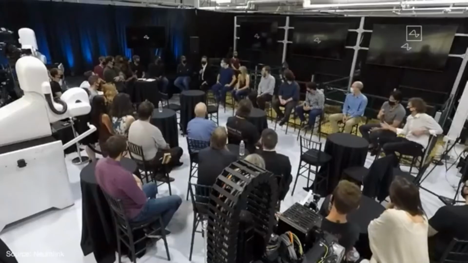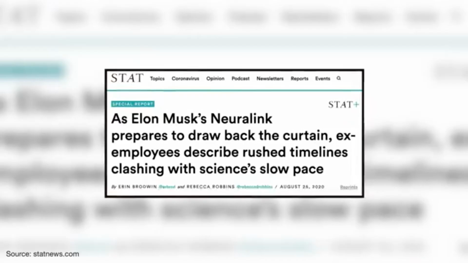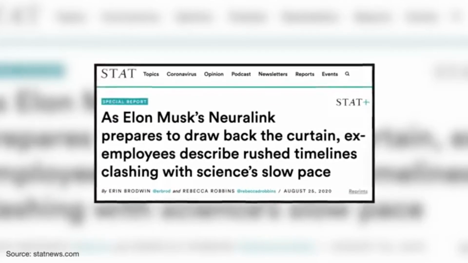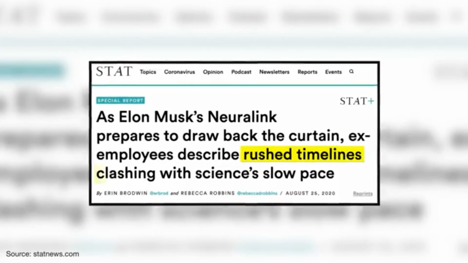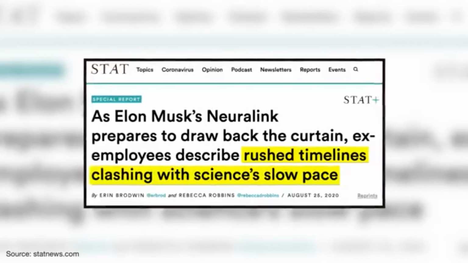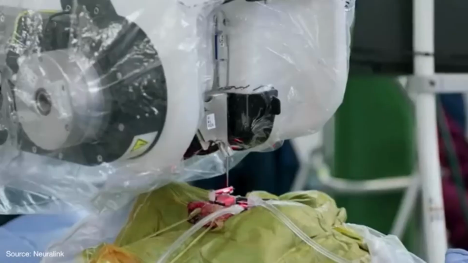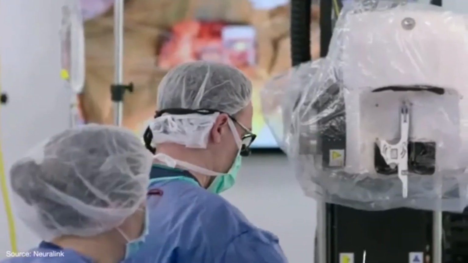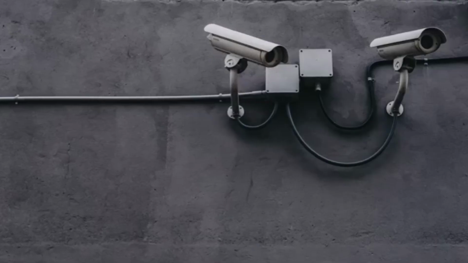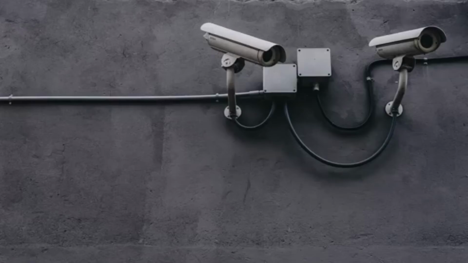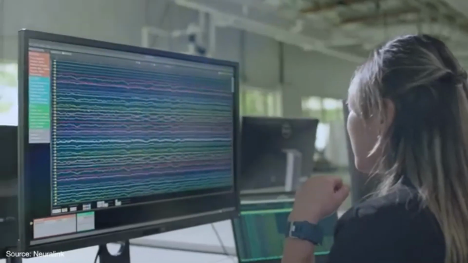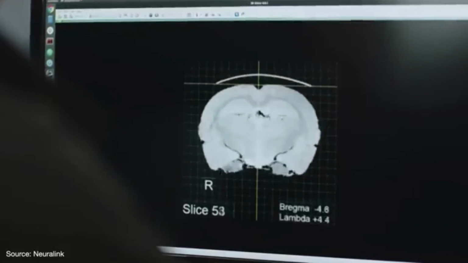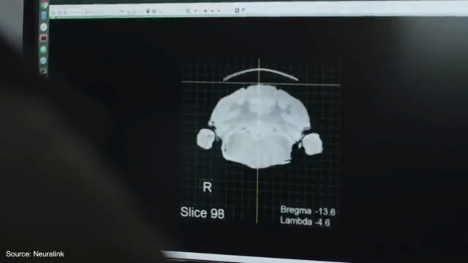But there are some signs of chaos at the young company. Former employees told Stat, an American health-oriented news website, that rushed timelines were often clashing with science's slow pace. Musk said last year he hoped the trials could begin by the end of 2020, which seems highly unlikely. And then there are the privacy issues that scientists have been urging governments to address, including what data should be collected and how it will be kept safe. So it will likely be a long time before this becomes a reality.